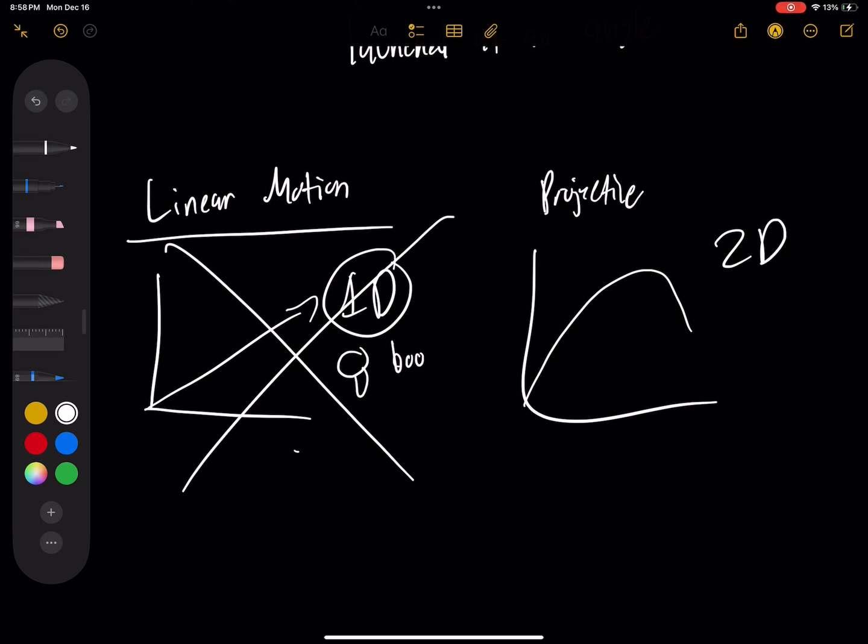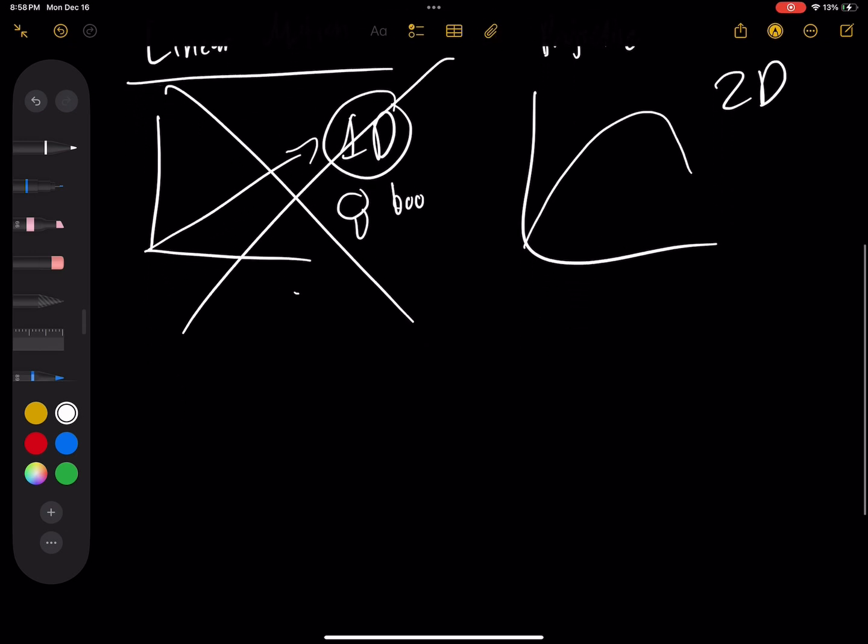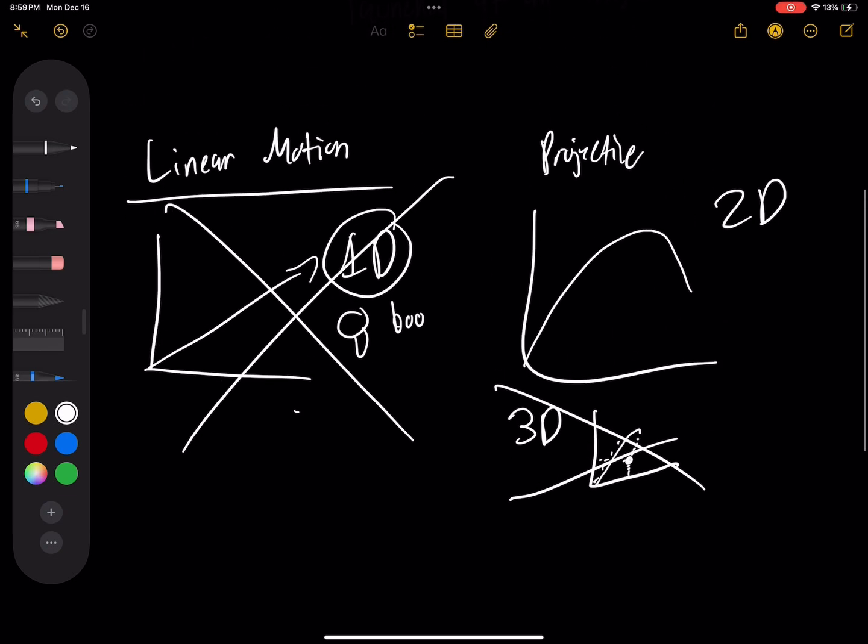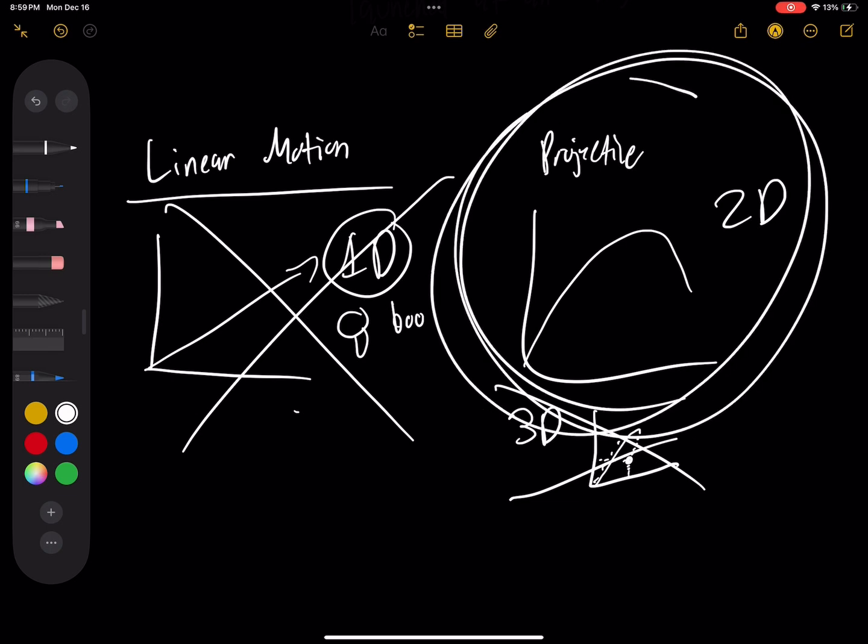What we don't have to talk about in the physics curriculum would be 3D motion, which is really hard because this iPad is actually in 2D. Good thing is we don't have to do that. We have to do this, if I can draw a circle. All right, let's get rid of that.